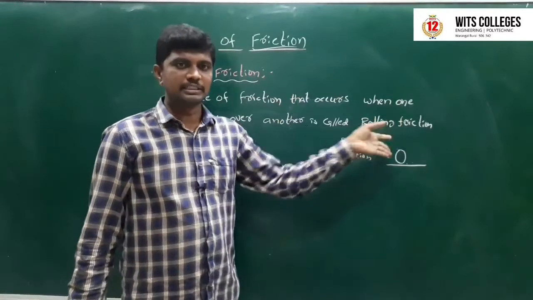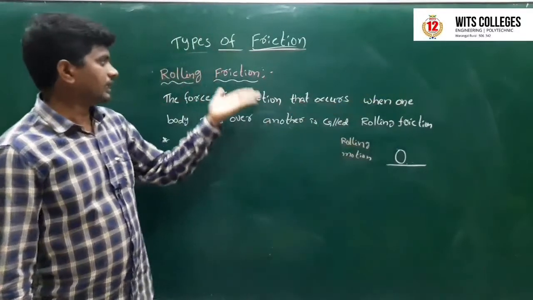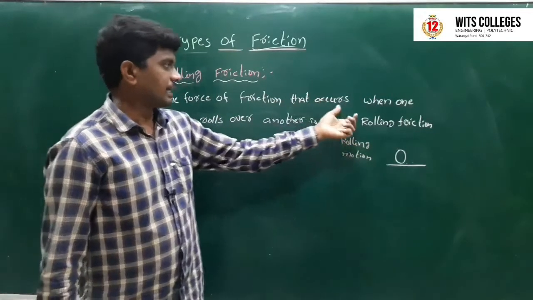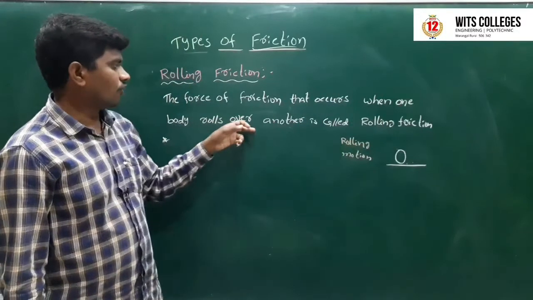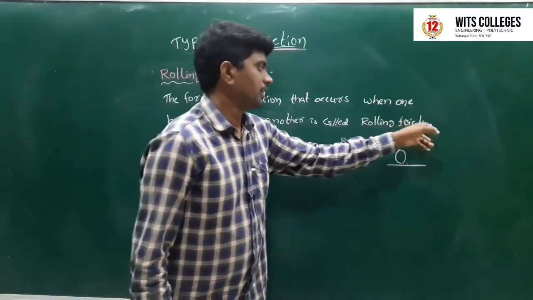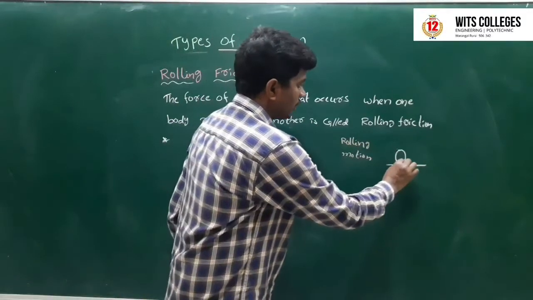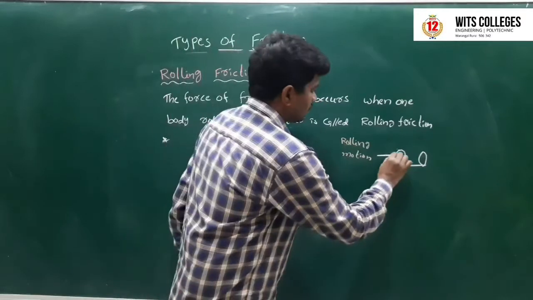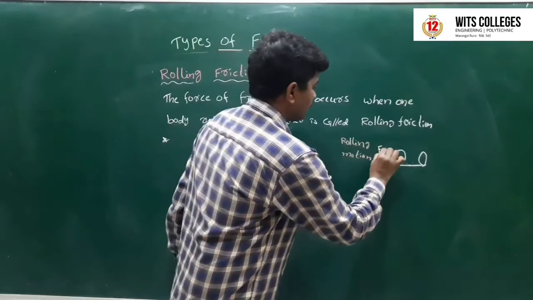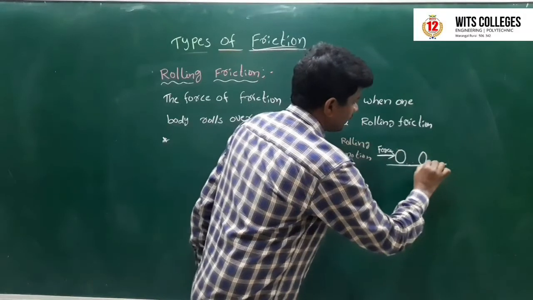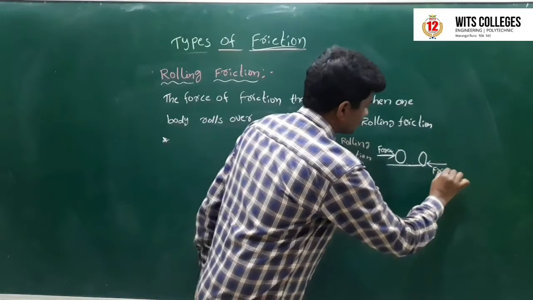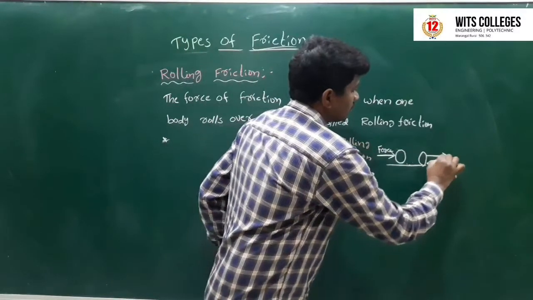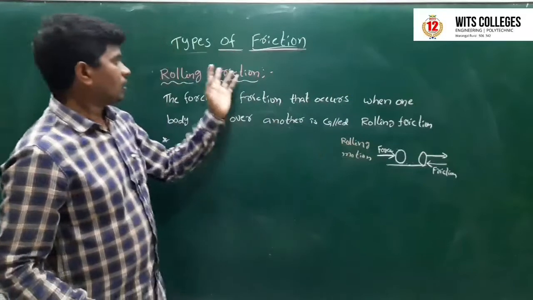The third one is the rolling friction. Rolling means circular or round. What is the definition of rolling friction? The force of friction that occurs when one body rolls over another is called rolling friction. For example, one body is rolling from one place to another place, a rolling motion. When force is applied, the friction is opposite. So the object is moving over the two surfaces, which is called rolling friction.